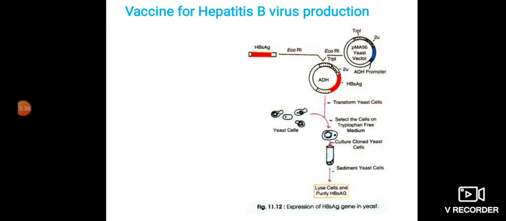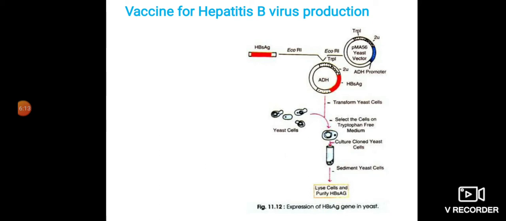They take this hepatitis B surface antigen gene and cut it with the required enzyme, and then they ligate it within the yeast expression vector, which is plasmid pMA56. It is placed under the alcohol dehydrogenase, ADH, promoter, and then they transfer it into the yeast system, transform the yeast cells, and select the yeast cells using tryptophan as one of the markers, with an auxotrophic strain.